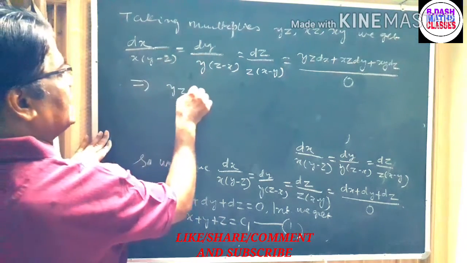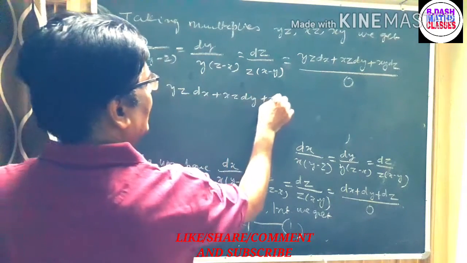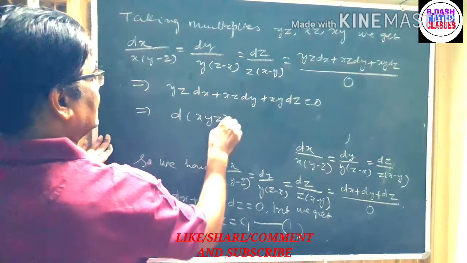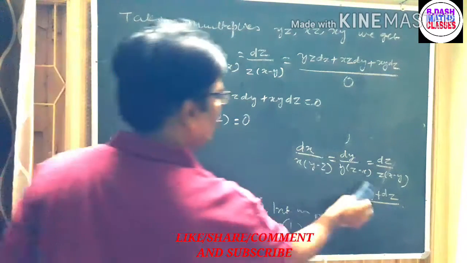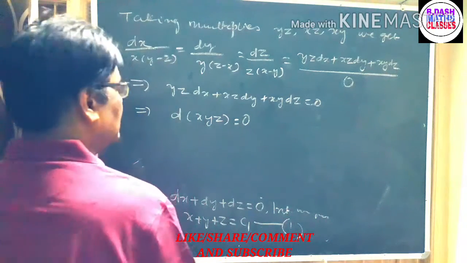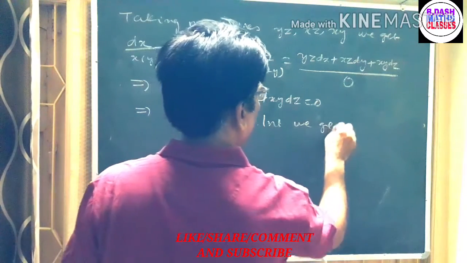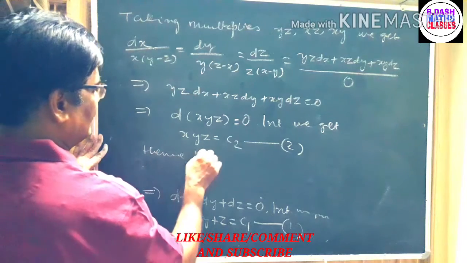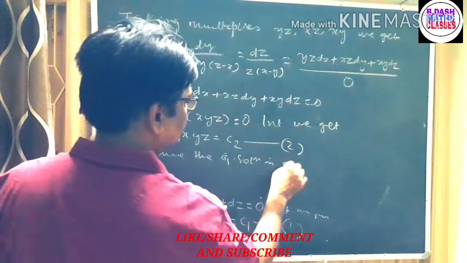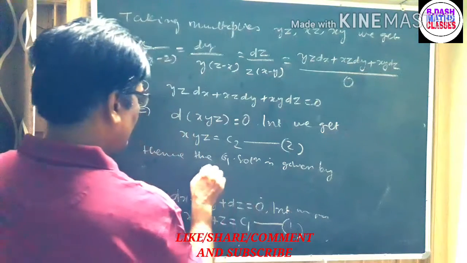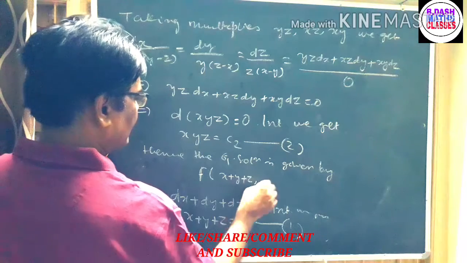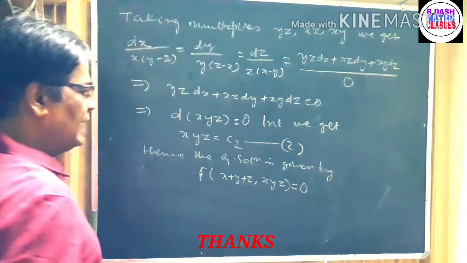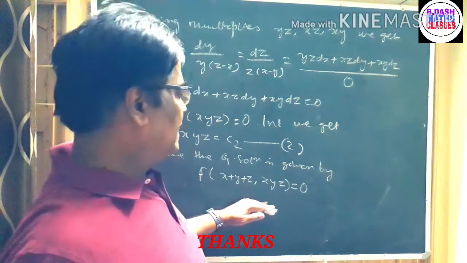This implies yz dx plus xz dy plus xy dz is equal to 0. This is the exact derivative of xyz is equal to 0. Then integrating, we get xyz is equal to c2. The general solution is given by f of x plus y plus z, xyz is equal to 0. So the general solution is given by f of x plus y plus z, xyz is equal to 0.